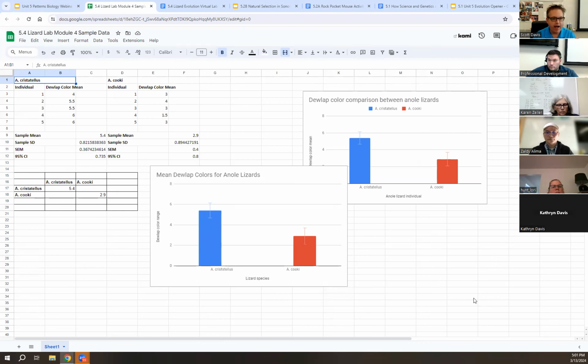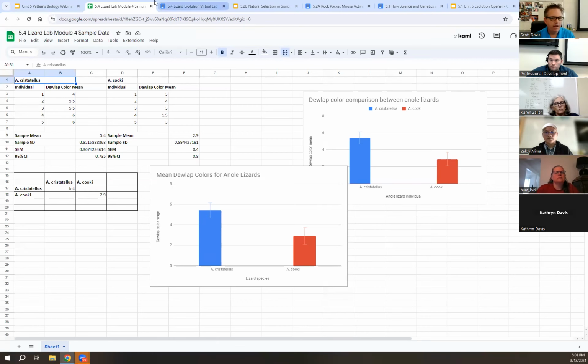As they go through the lab, they realize that the environment connection here is that the one that has the brighter dewlap tends to live in more shaded areas on the island and is better able to be seen by potential mates because of the brighter dewlap. Whereas the one with the darker dewlap doesn't necessarily need that reproductive advantage because it lives in an area where there's less shade and more sunlight. So not having a brighter dewlap is not necessary for it to woo females in the same way as the other species of the lizard that lives in a different environment.